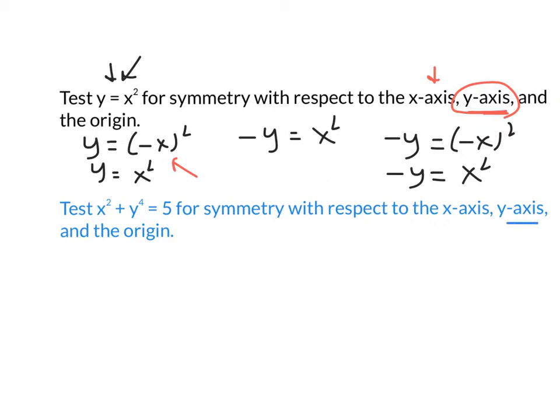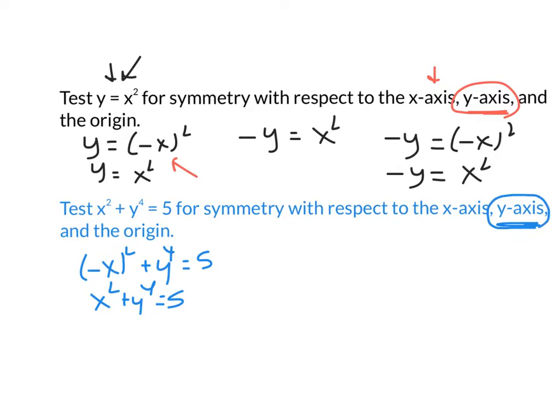Let's test it first for the y-axis again. So I'm going to put a negative x in. If I put a negative x in, it's going to be squared again, which means it's going to work. y to the fourth equals 5. And if I square the negative x, it gives me positive x squared plus y to the fourth. That's the exact same equation. So the y-axis was true. It's symmetric to the y.